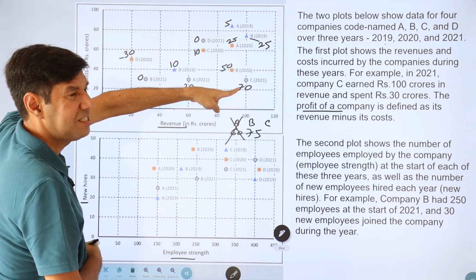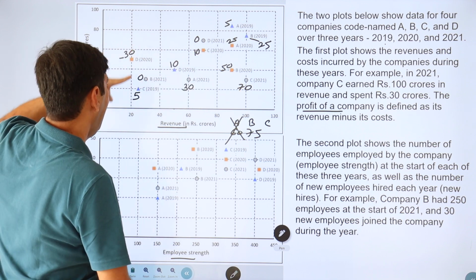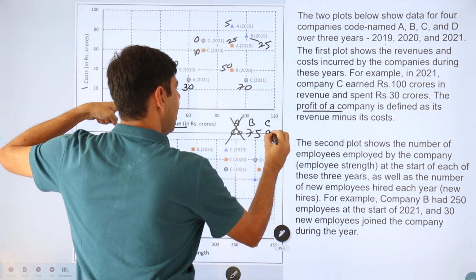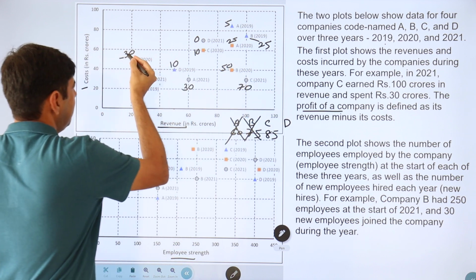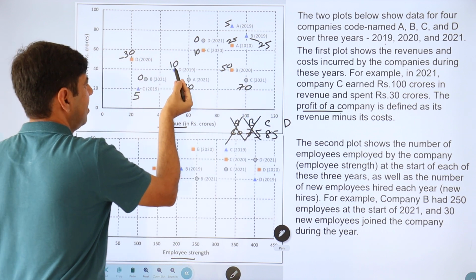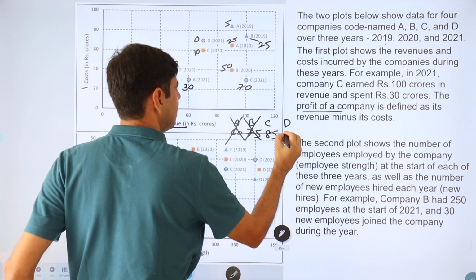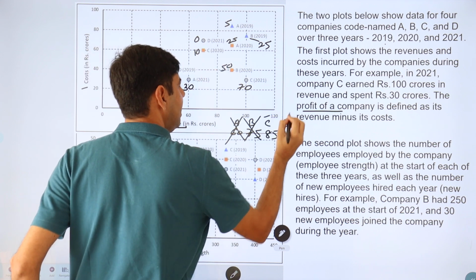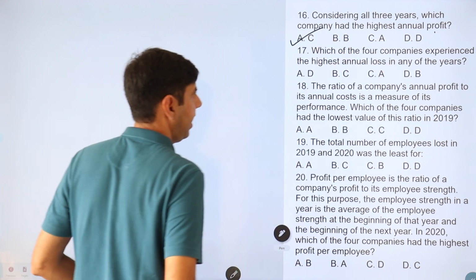Let's check for C. C already has 70 over here. And an 80 over here. And an 85. So B is also not my answer. Can D match up? It's unlikely. D has a minus 30. So that's a minus 20. So very unlikely. And a 0. In fact, it's an overall loss. So C has the highest annual profit, which is choice A.